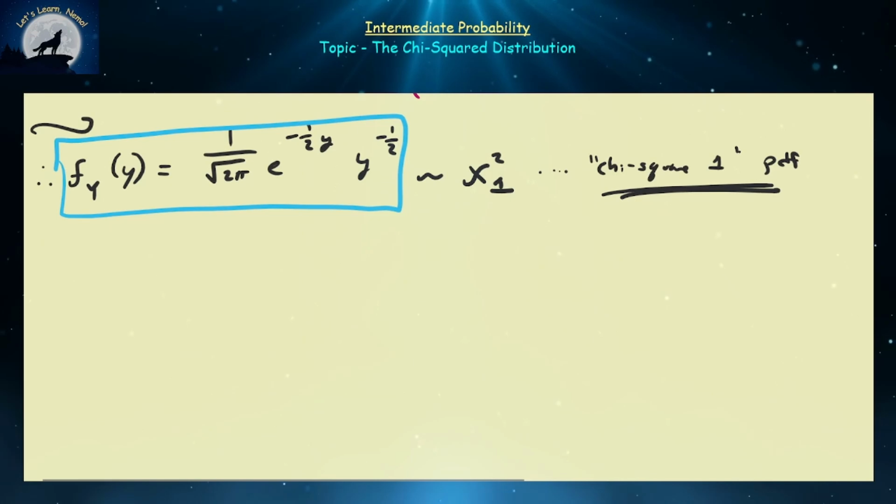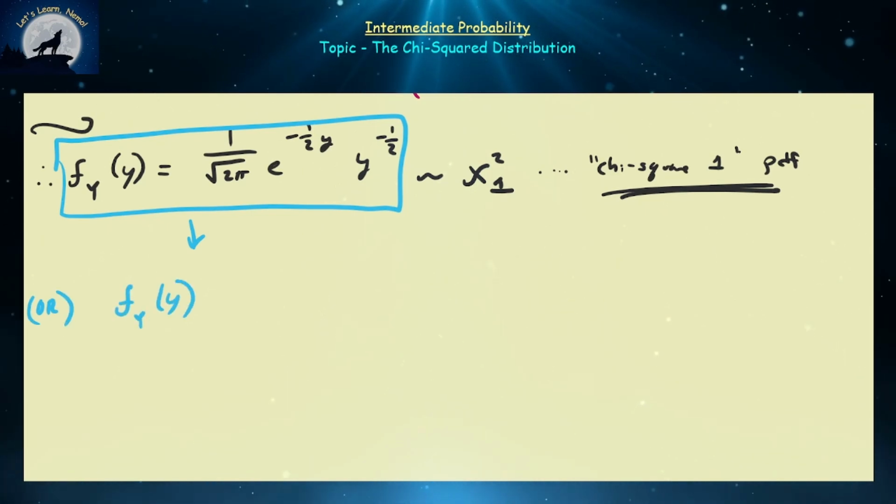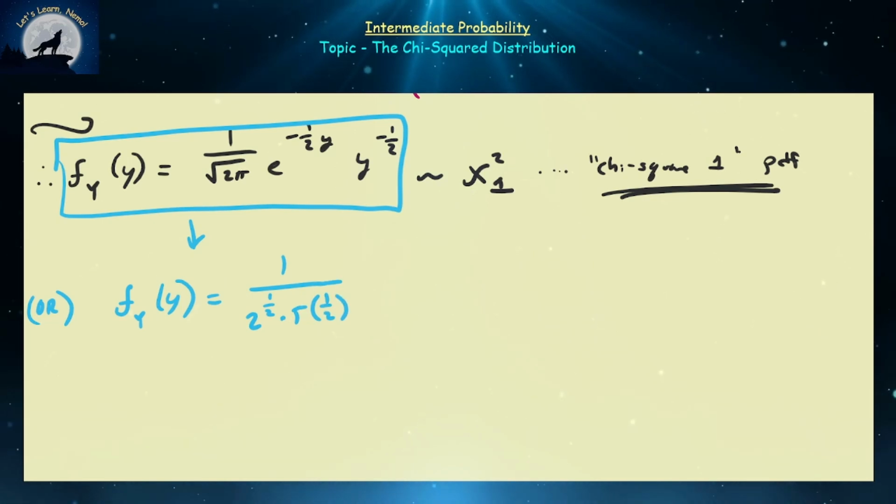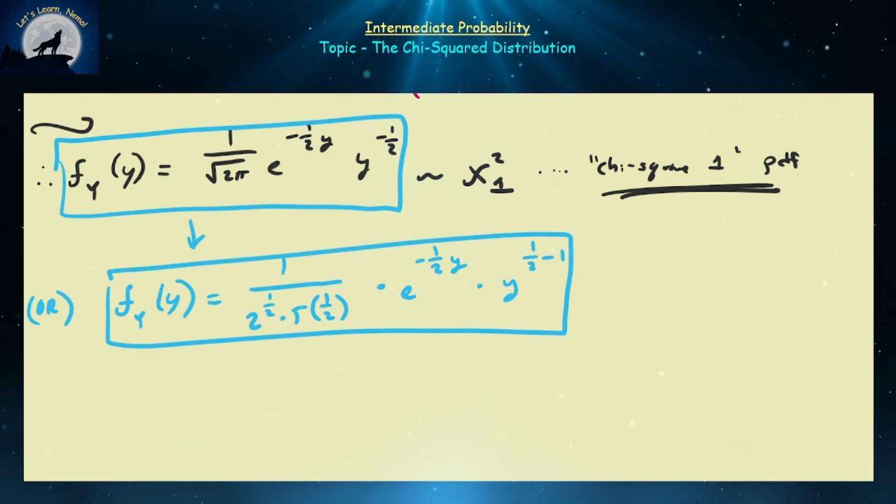I'm going to go ahead and write this in a new form because this is going to be a little bit easier to generalize to the chi-square n distribution. So you can write this equivalently as Fy of y is equal to 1 over 2 to the power of 1/2. And then you might remember that the square root of pi is the same as gamma of 1/2. And then we can write this as e to the negative 1/2 y, and then multiply by y to the power of 1/2 minus 1. Right? And again, this is the chi-squared 1 distribution.